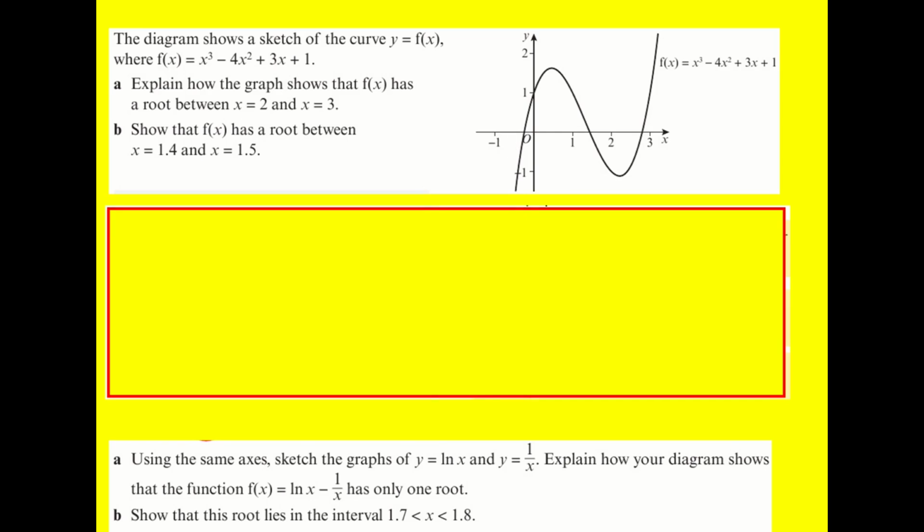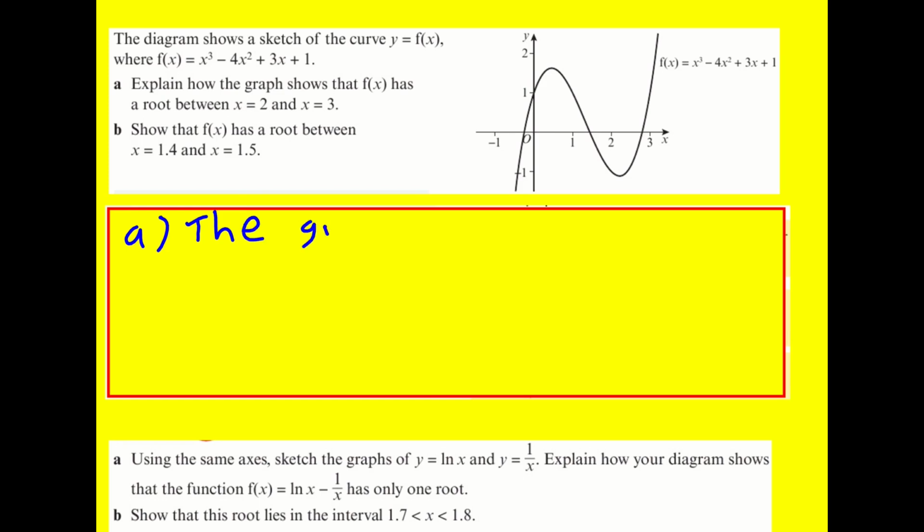Let's look at some examples. As always, my recommendation is that you give this a go and then see if my solution agrees with yours. Okay, so we've got a curve y equals f of x. How does the graph show that f of x has a root between 2 and 3? Well, this is really just testing us on what a root is, and the fact is that the graph crosses the axis between these points, and that's what a root is.